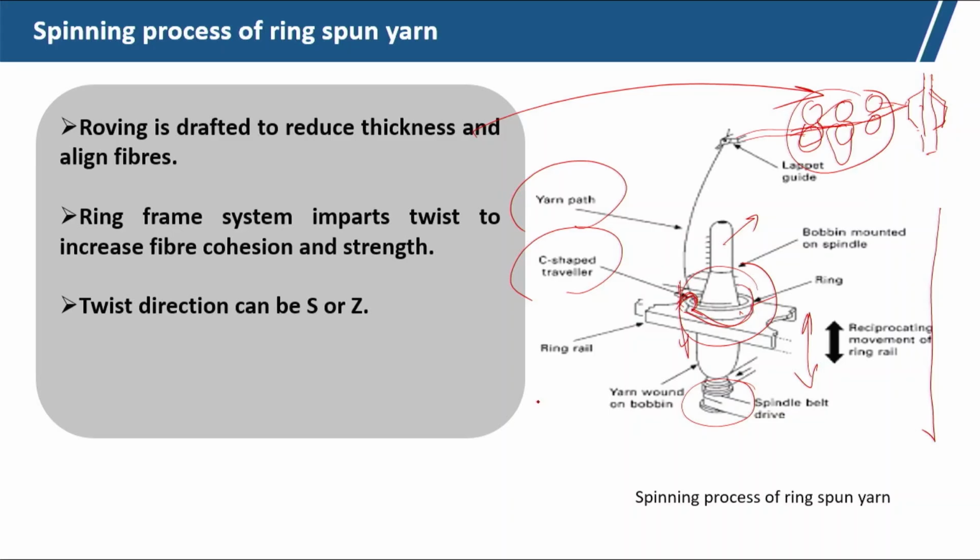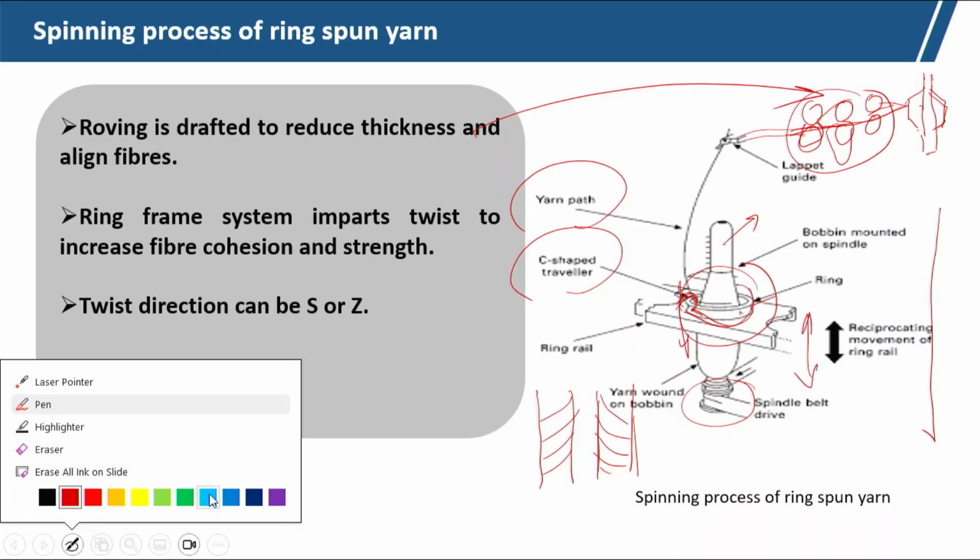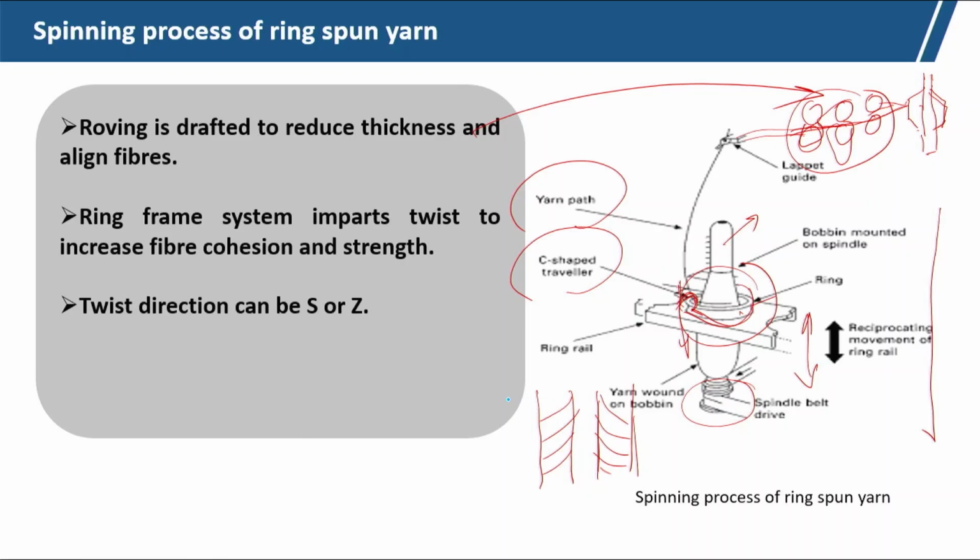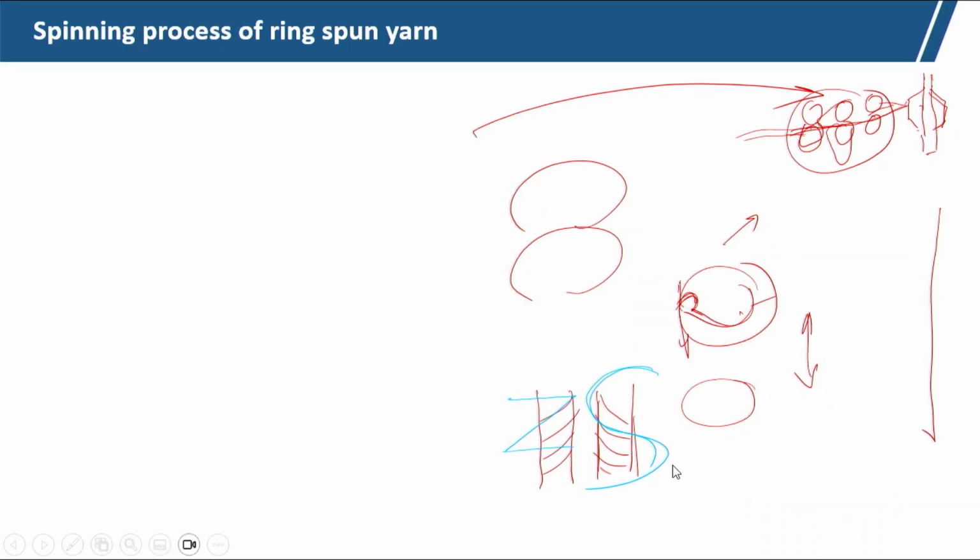Now, this is the yarn. So, here it may be in this direction, or if the spindle rotates in the other direction, that may be the format. Now, what is S and what is Z direction? You can see if the fiber alignment forms a Z type of shape, this is Z twist, and if it forms the S type of alignment, this is the S twist.